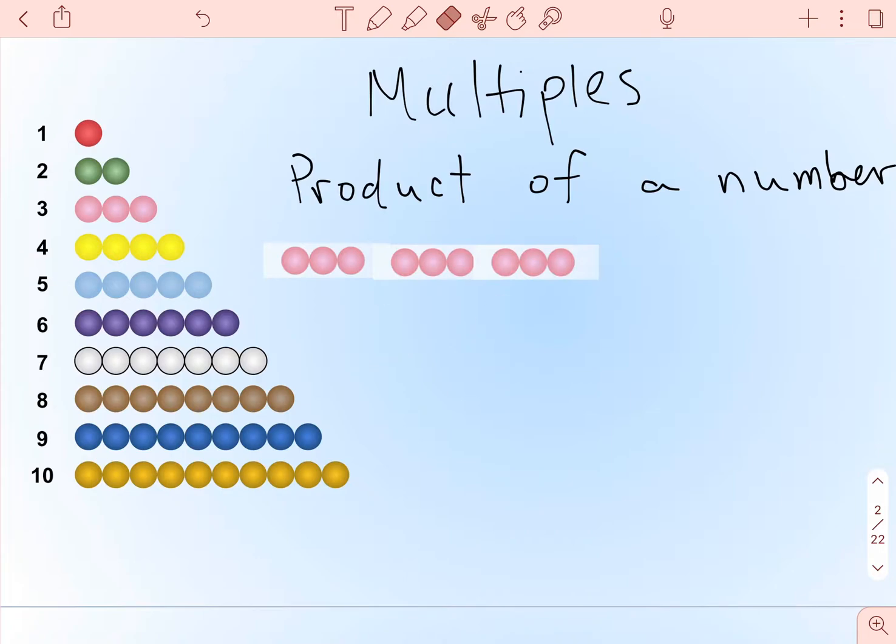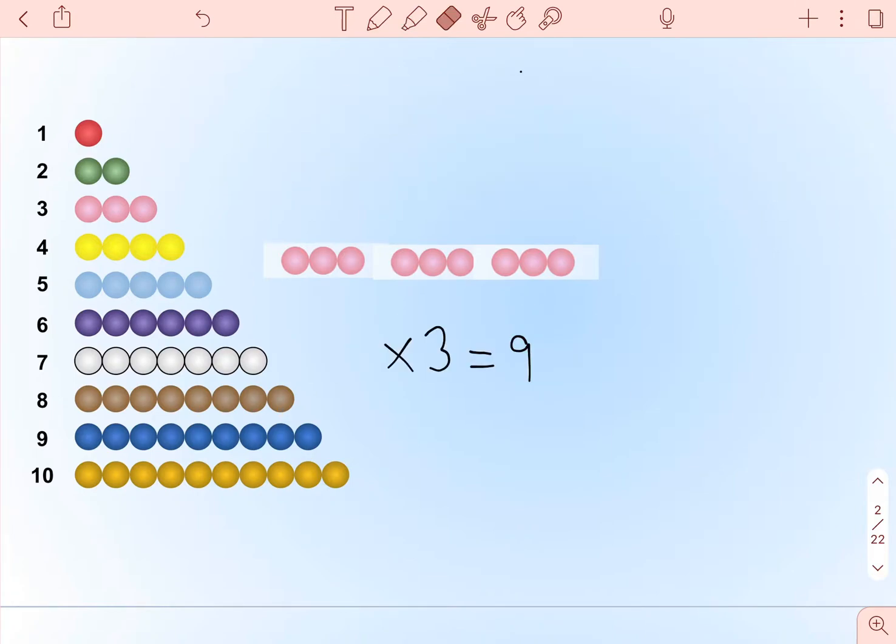We can also say that 3 times 3 equals 9. So 9 is also a multiple of 3. In fact, if we count by 3s, 3, 6, 9, 12, 15, 18, those are all multiples of 3. They're all products of 3. So that's what a multiple is. And that's pretty straightforward.